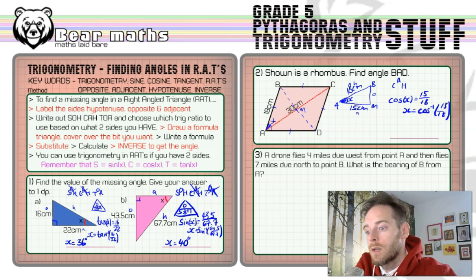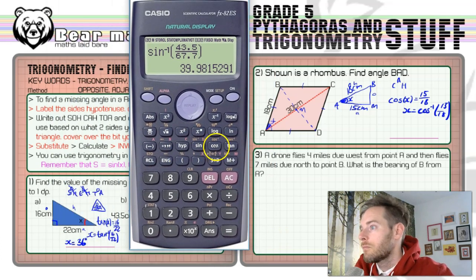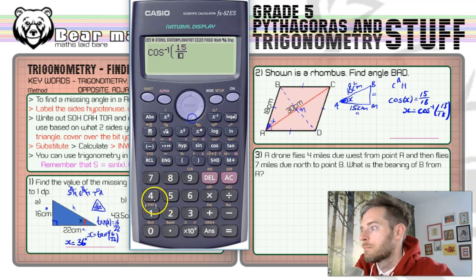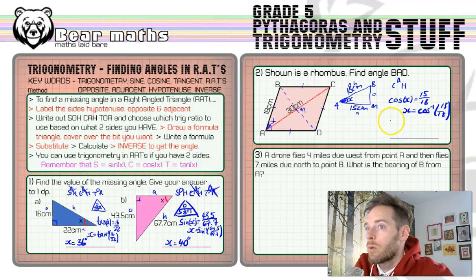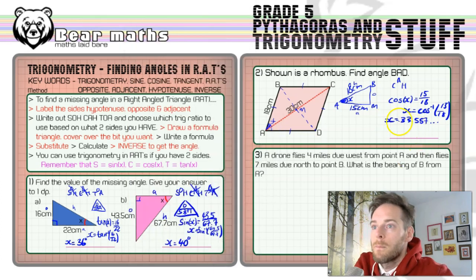That we can type in. We can get that answer. So let's bring that over a little bit. Cos, shift, cos. That gives us our inverse cos, and then 15 over 18 in the fraction. Don't have to worry about simplifying those fractions. Calculator does it all for you. So x equals 33 point something. 33.557, I think it was, something like that. 557, there you go. So there's that angle.